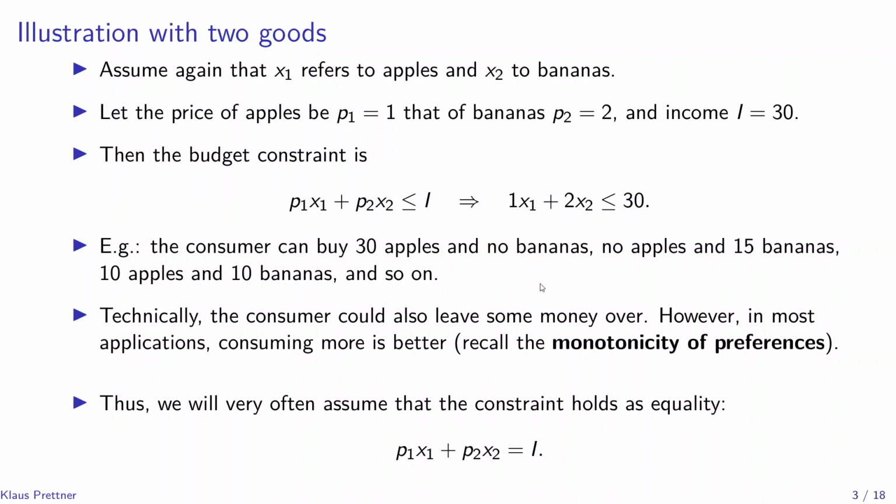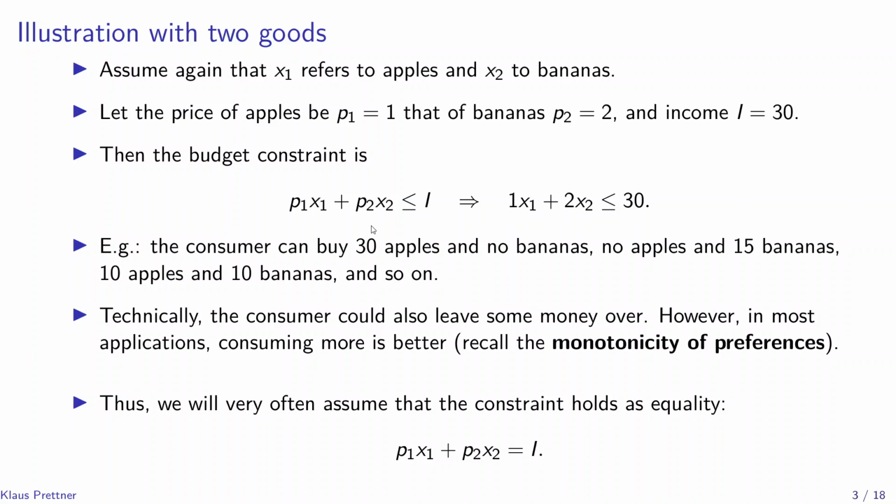What we then see immediately is that the consumer could buy, for example, 30 apples and no bananas. So if x2 is equal to 0, then the consumer could buy 30 units of apples. Or we could have a situation where the consumer buys 15 bananas and no apples. So then the budget constraint would still be fulfilled with equality. Or with 10 apples and 10 bananas, it would also work.